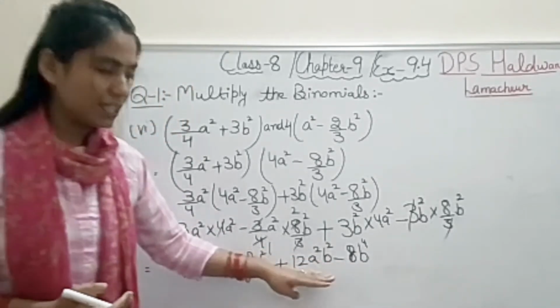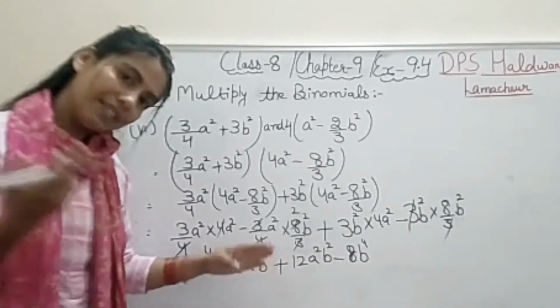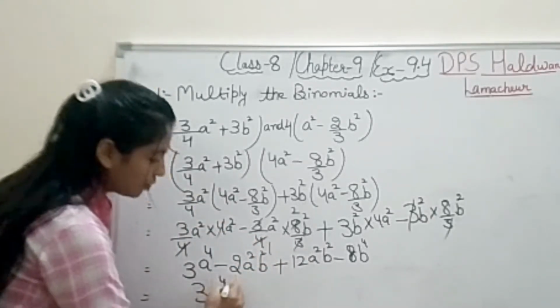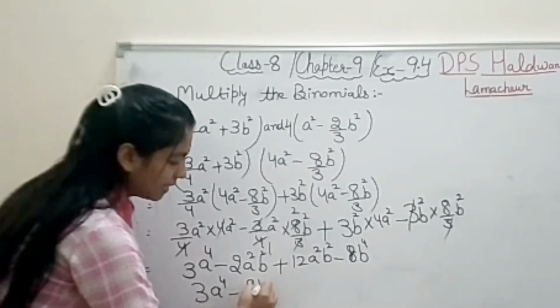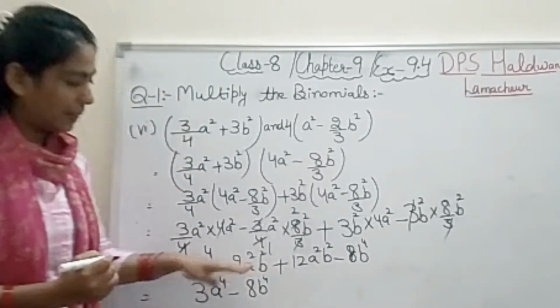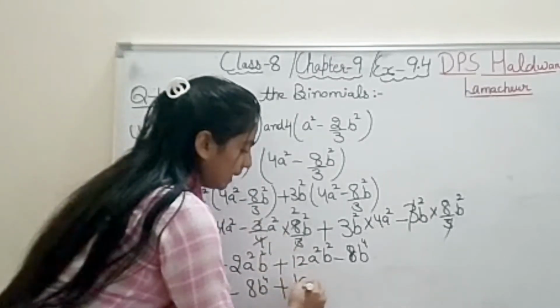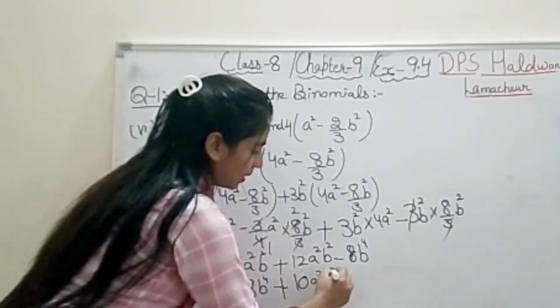We have a square b square, like terms. We have to solve this term also. So after simplification, the answer is a raised to power 4 minus 8 b raised to power 4, plus, minus, and taking the bigger digit, 12 minus 2, 10 a square b square.